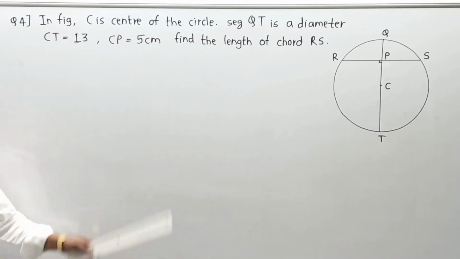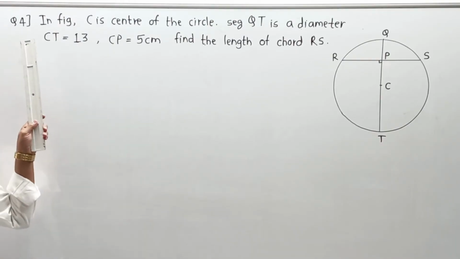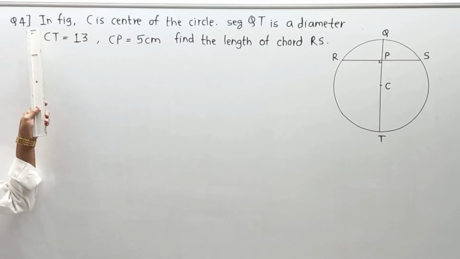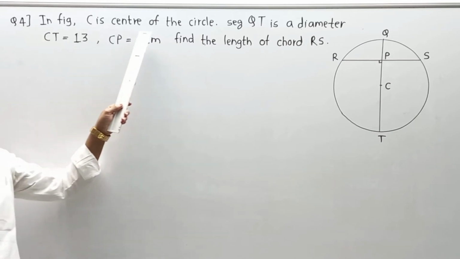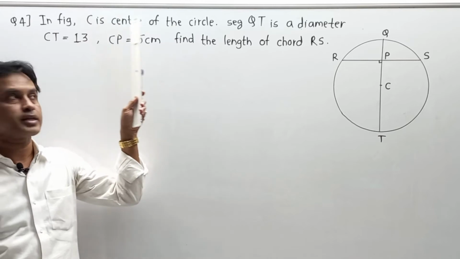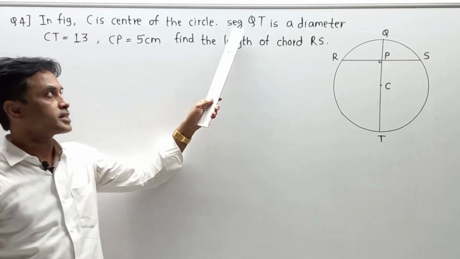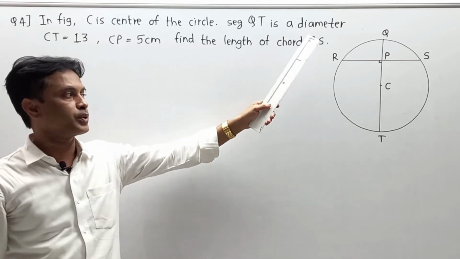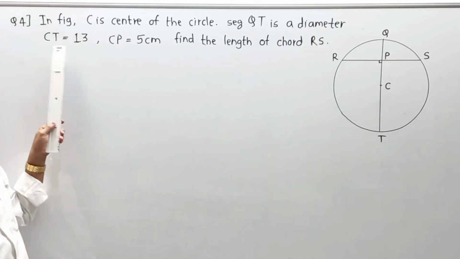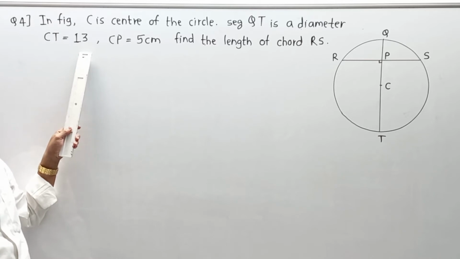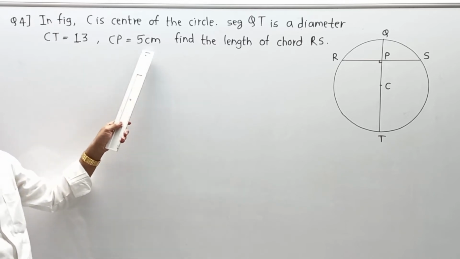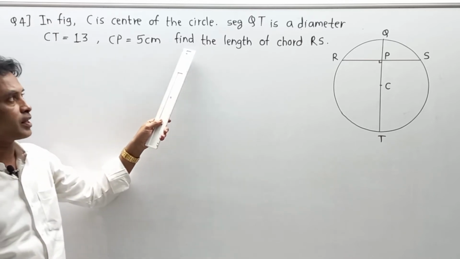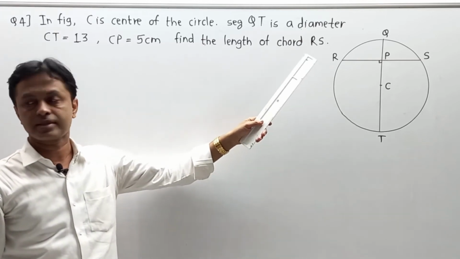Now, after completing question number 3, we are moving to question number 4. And the question is, in the figure, C is the center of a circle. Segment QT is a diameter. CT is equal to 13 centimeter and CP is equal to 5 centimeter. Then find the length of chord RS.